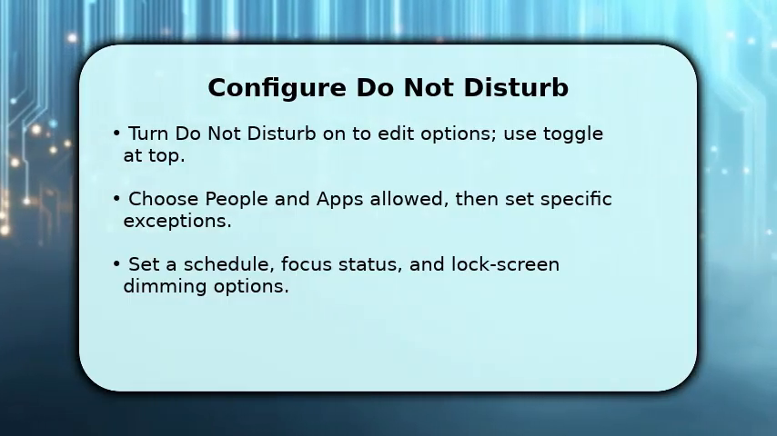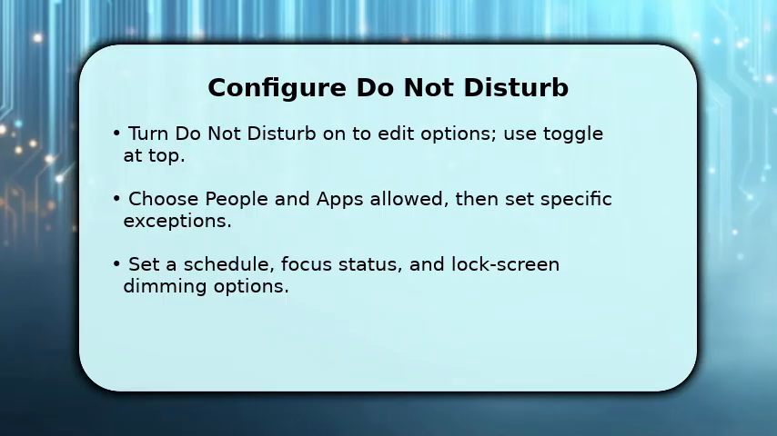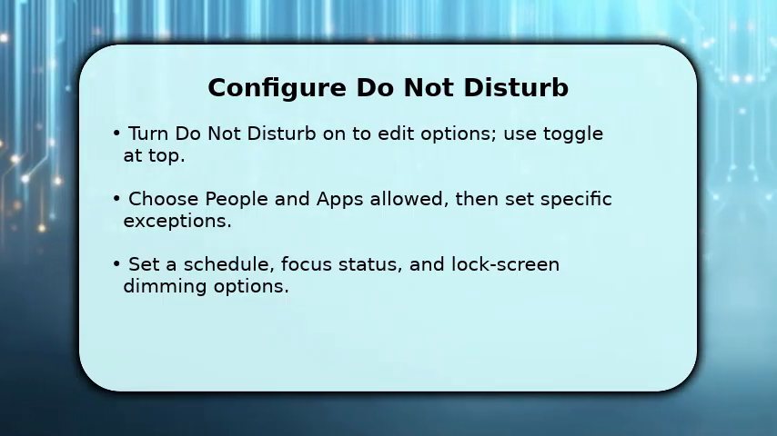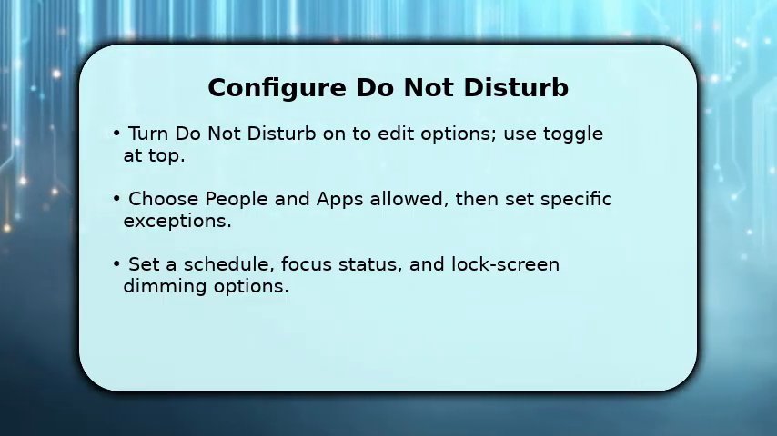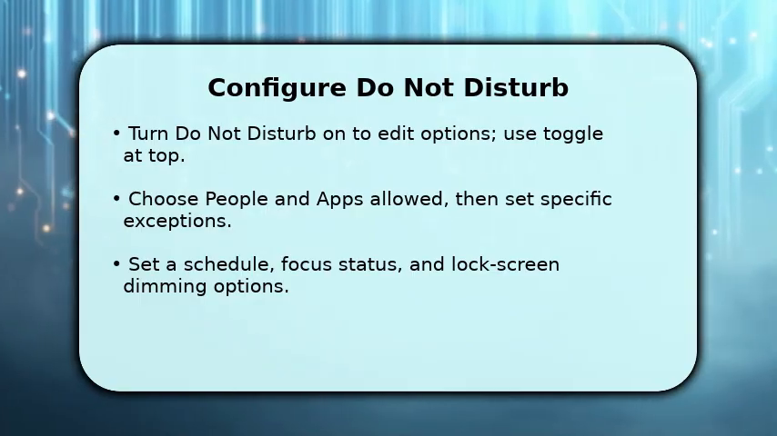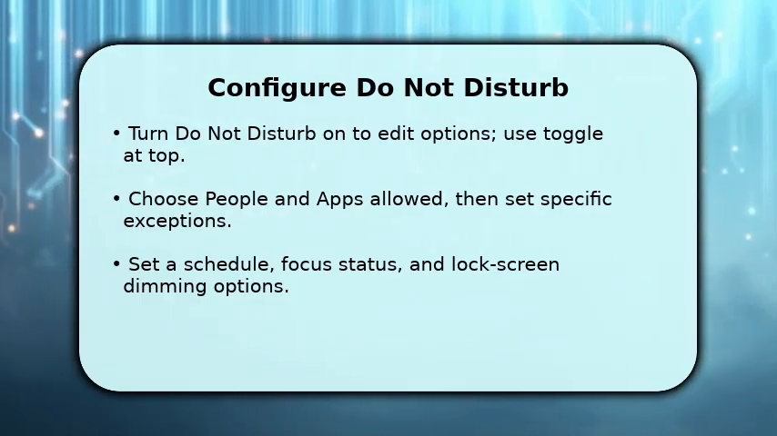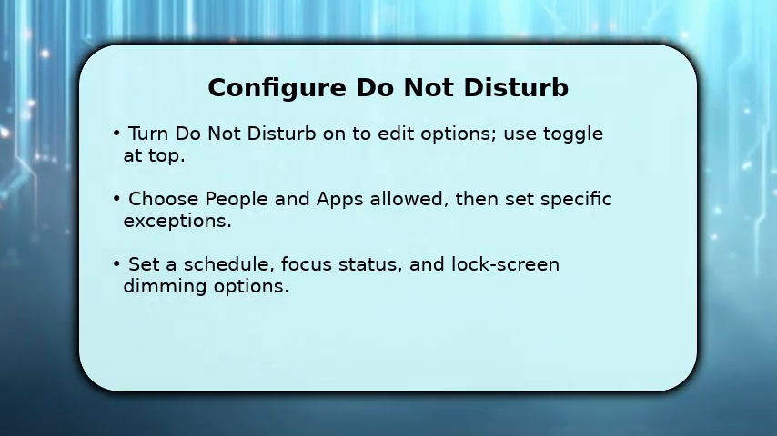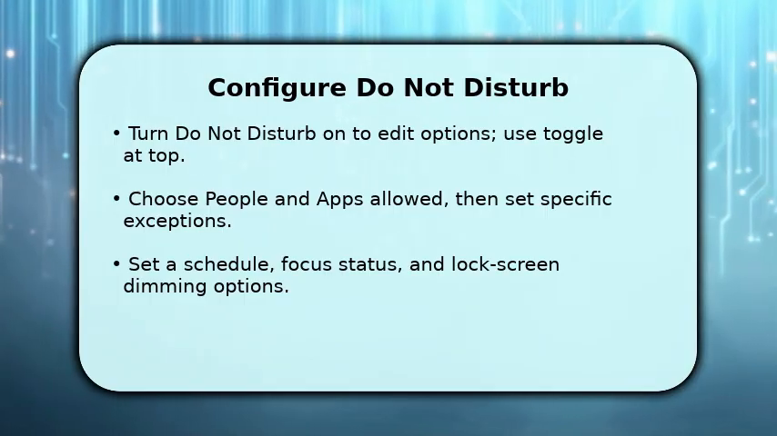You can allow specific people and apps, tap People to add contacts, then Apps to permit urgent alerts. Make sure to configure Calls From and Repeated Calls if you want emergency bypasses. Next, set a schedule or use Smart Activation if you prefer automatic timing.